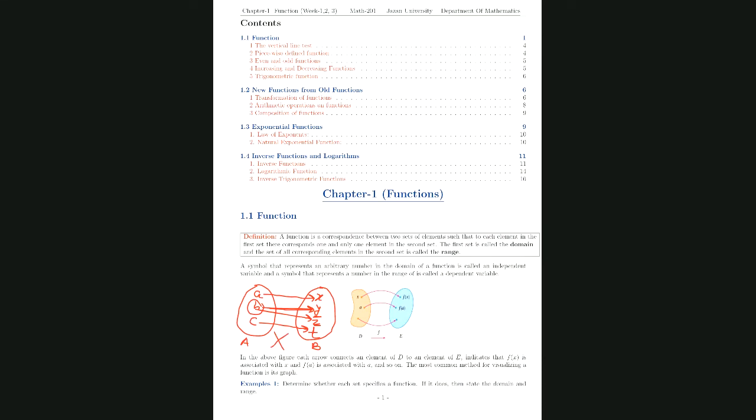Function means what? Number one, you check that every input is connected, and number two, every input connects to only one output. Then it is a function.